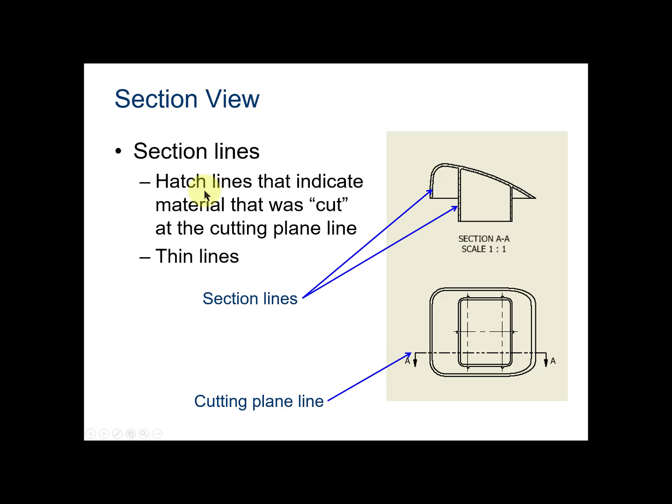Section lines. They're hatch lines that indicate material that was cut at the cutting plane line. So these are quite narrow, but in parts with larger areas cut out, these will form a large fraction of your view. But it's just the little diagonal line there, the hatch, as it's called. So these are the section lines, and again the cutting plane line.